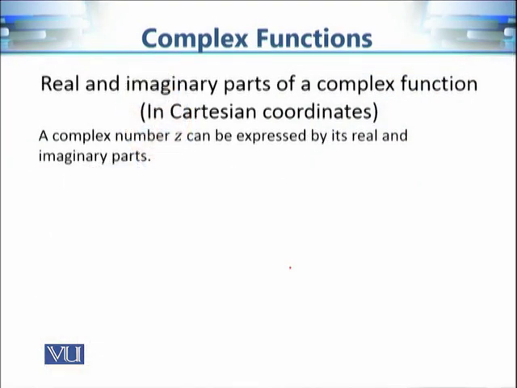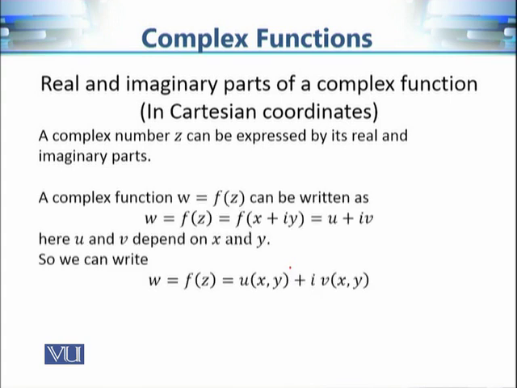Now we know that any complex number can be written as x plus iota y, where x and y are real numbers and iota is the square root of -1. So when we apply a function on a complex number x plus iota y, then we get another complex number, let's say u plus iota v. So f applied on x plus iota y is equal to u plus iota v.